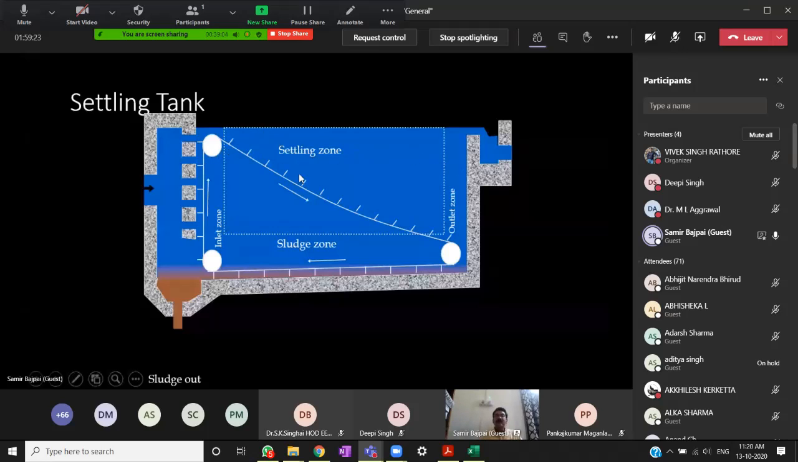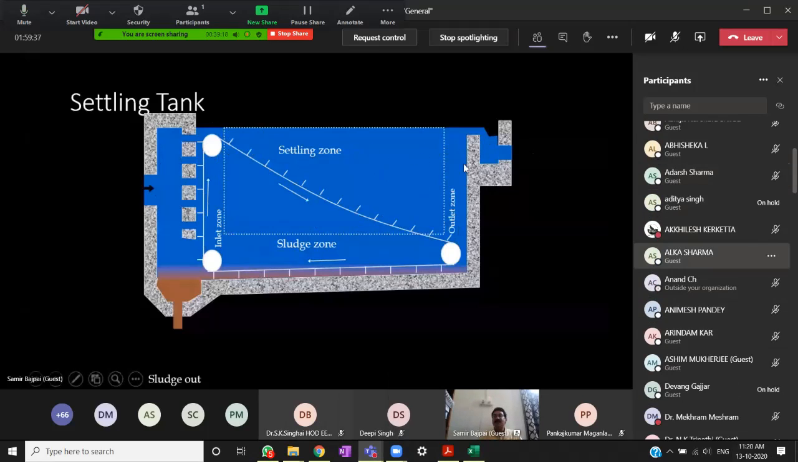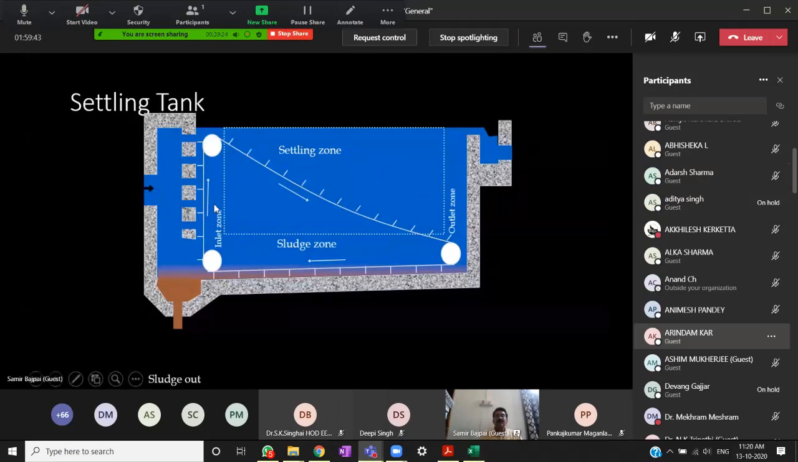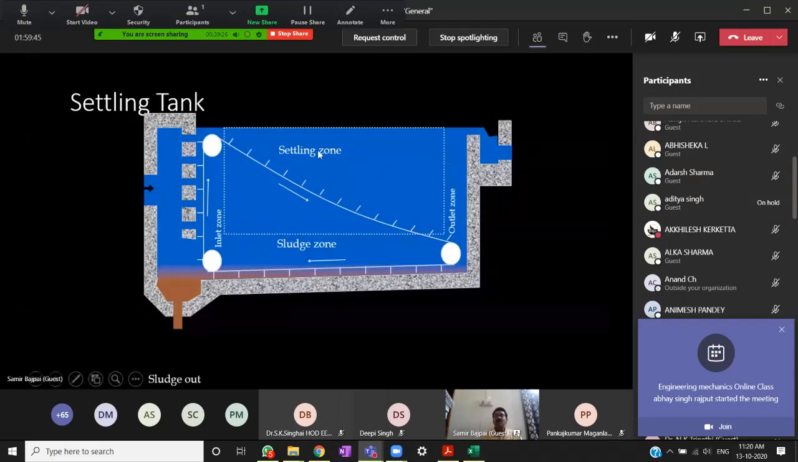And in this traveling, the particles will have sufficient opportunity to settle to the bottom of this zone. So typically, a settling tank will have an inlet zone, which is here, and a settling zone, and water will be carried out without causing disturbance to the inside of the tank. That is known as the outlet zone. And then settled solid needs some space, so there is a sludge zone.